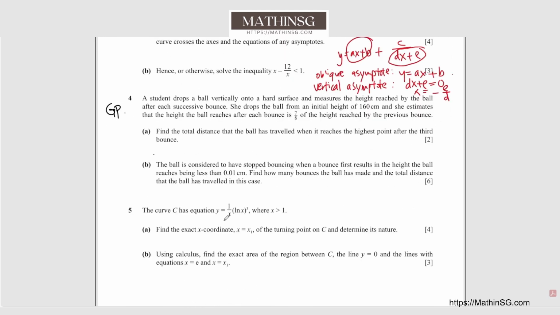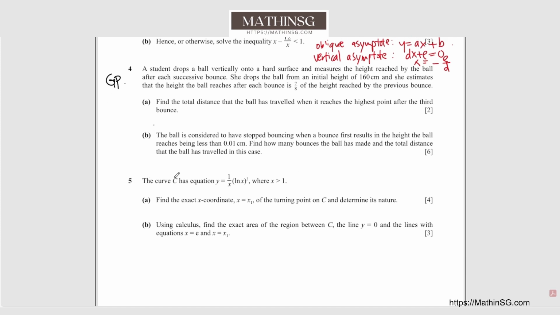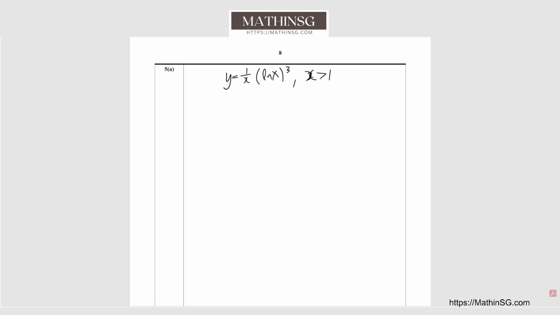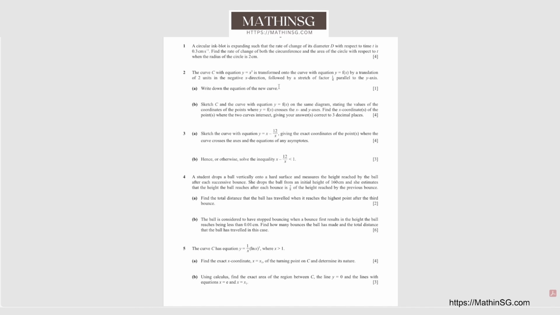Okay, moving on to question 5. The curve C has an equation y equals 1 over x times ln x cubed, where x is greater than 1. Find the exact x coordinate, x equals x1, of the turning point on C and determine its nature. Alright, so in order to find the turning point, we need to find dy/dx. We will first find dy/dx, then equate it to 0 and find x, and that x value is x1.